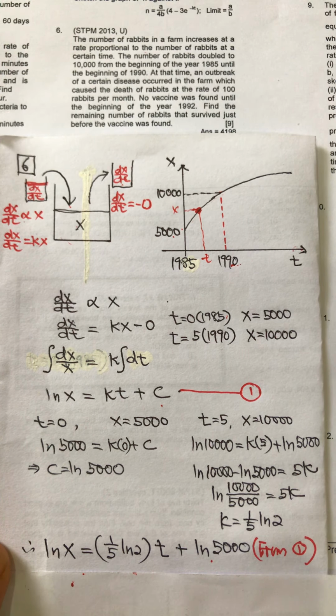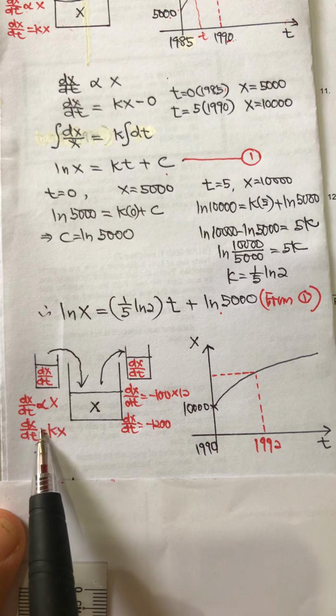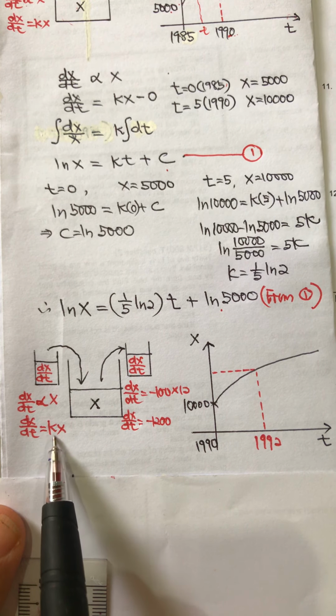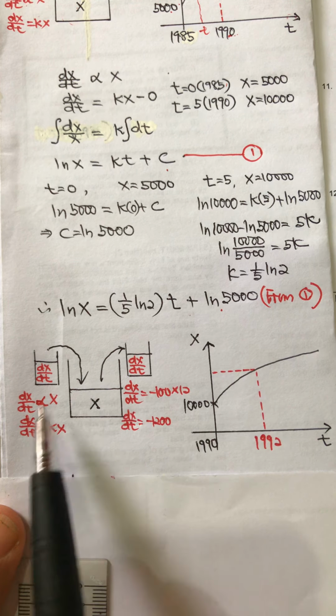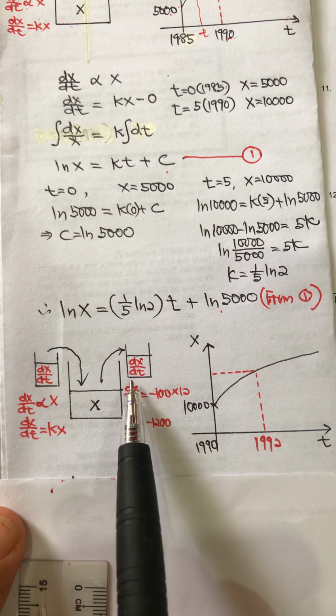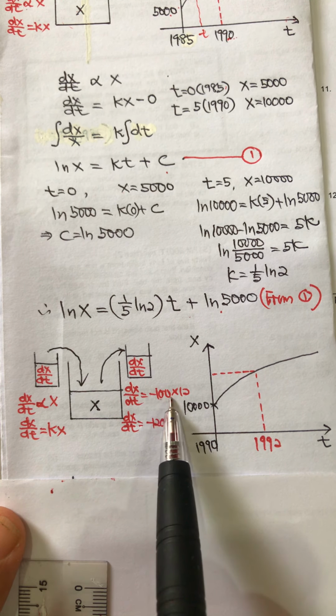Okay, we look at this. Here, the rabbits will still increase. They will still give birth, just like before. 1985 to 1990 is still the same. That means the k is still the same as before. Everything is the same. The only difference is that now the rate at which the rabbits die is 1 month 100.